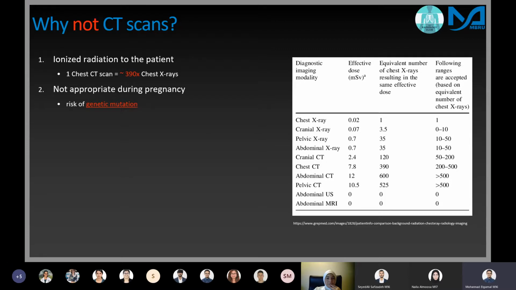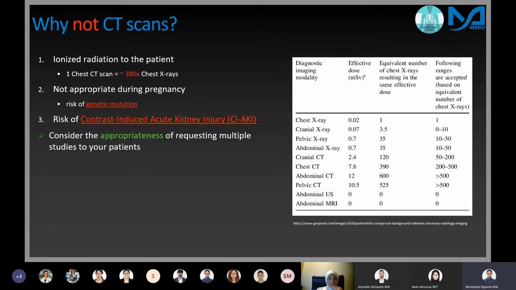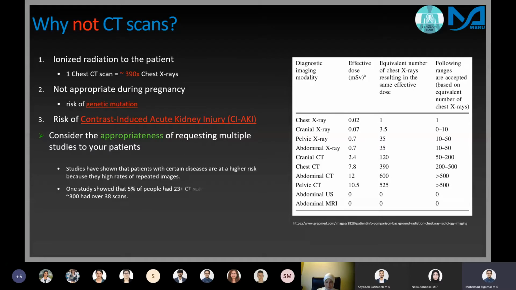Second of all, it's contraindicated in pregnancy because of a risk of genetic mutation. Also, for some patients with kidney problems or acute kidney injury, the contrast is contraindicated, so you'd have a risk of contrast-induced acute kidney injury. Another important thing, talking back on the fact that you're exposing your patients to radiation, is to make sure that you're requesting a CT appropriately, within the appropriate time, and you're not over requesting it.